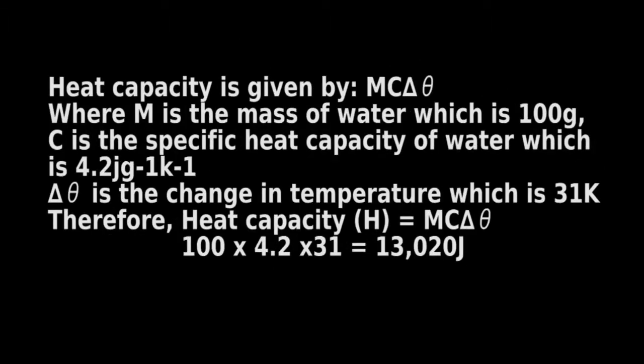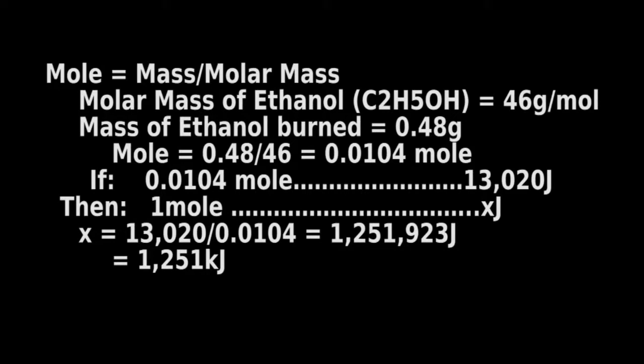Heat capacity is given by mcΔθ, where m is the mass of water, which is 100 grams, c is the specific heat capacity of water, which is 4.2 joules per gram per Kelvin, and Δθ is the change in temperature, which is 31 Kelvin. Therefore, the heat H is equal to mcΔθ, that is 100 times 4.2 times 31, and we have 13,020 joules. This is the heat generated by the burnt ethanol to raise the temperature of the water by 31 Kelvin.